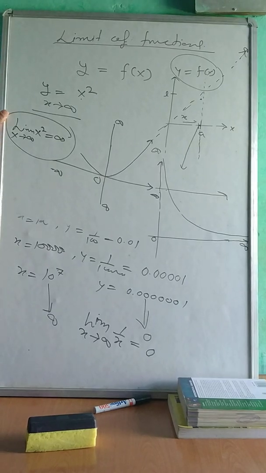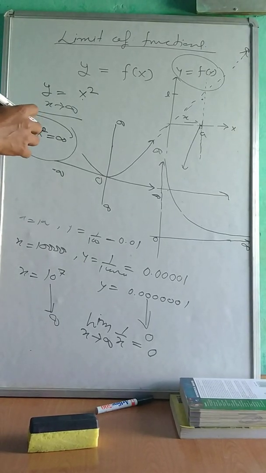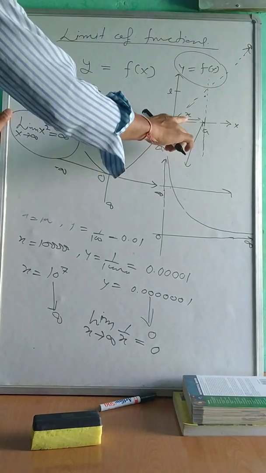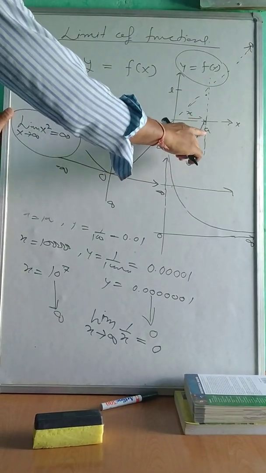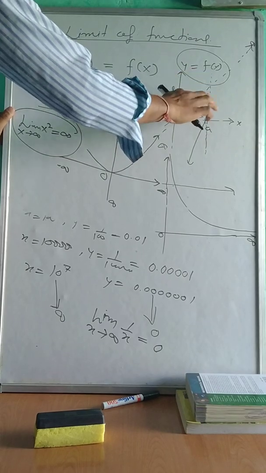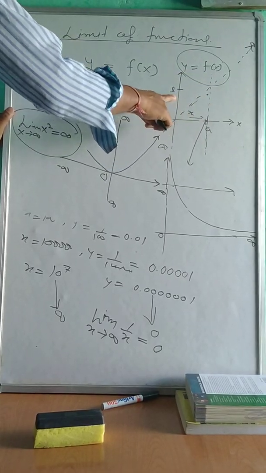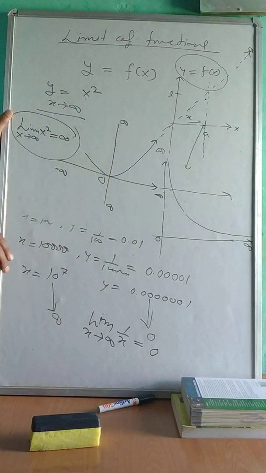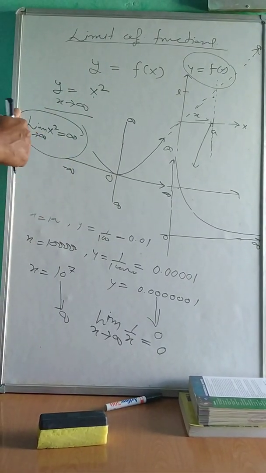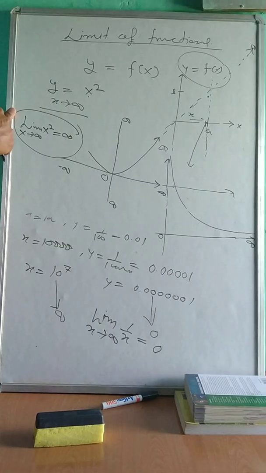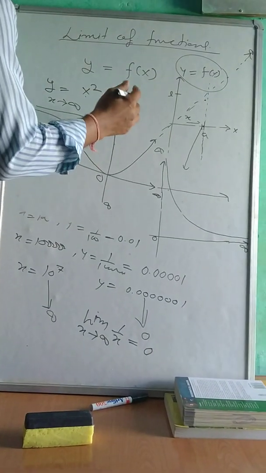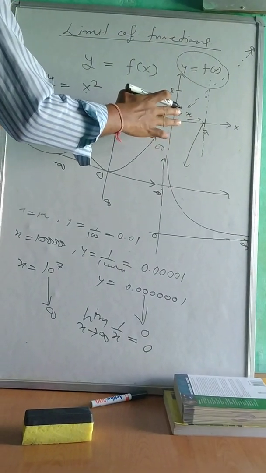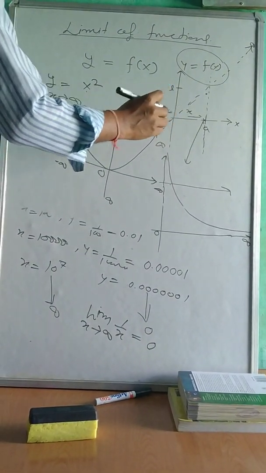It means limit is the approaching value of the dependent variable with respect to the independent variable. When the independent variable approaches a, then the dependent variable approaches L, and L is known as the limit of the function. Or we can say that limit is an approaching value but not a fixed value.